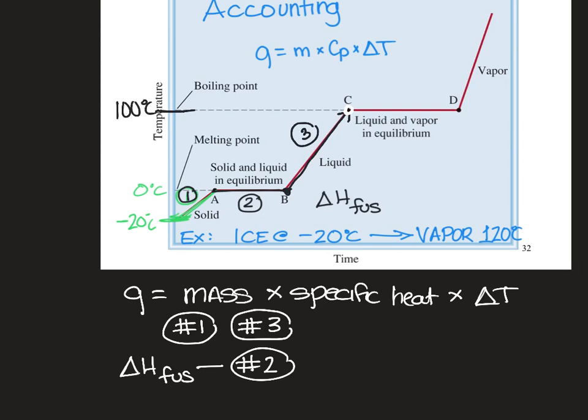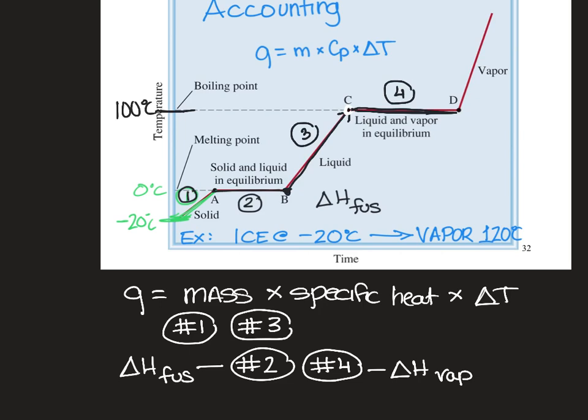I need to get to 120. So right here, now I'm at 100 degrees with my liquid water. I'm going to vaporize it, change it from a liquid to a gas. That'll be step 4. And there's an energy associated with changing the physical state. This time it's called heat of vaporization. It's a constant. We'll pull that out in just a second.